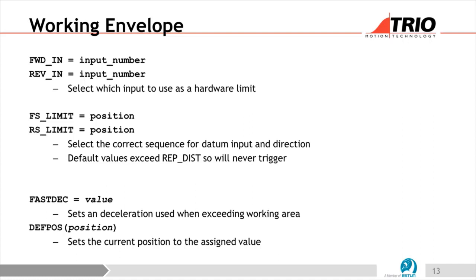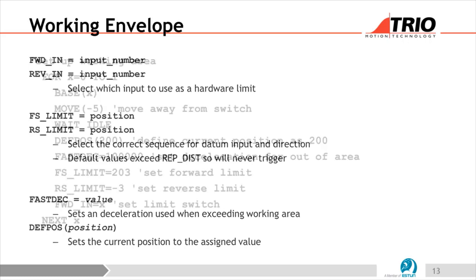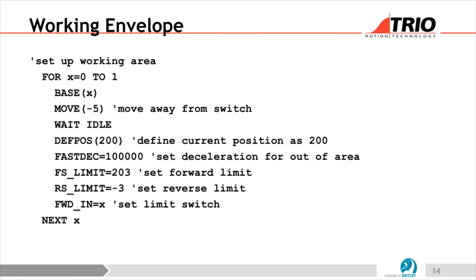And def pos. Def pos will set the current position to an assigned value. So if you put def pos 0 on axis 0, whichever position it is, it will reset that to 0. Same like a datum command, same like a home position, 0 position. So this is about setting up your working area.